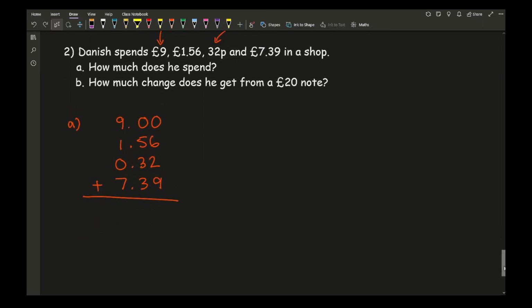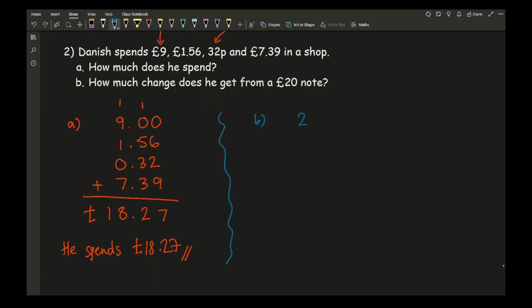So from this, what we've got is 0 plus 6 plus 2, which is 8, plus 9, which is 17. 1 plus 0 plus 5 is 6, and that gives me 12. And then 1 plus 9, which is 10, gives me 18. So all in all, he spends £18 and 27 pence. And then for B, what they need to do is work out the change. So for B, I've got 20.00, I've got £18 and 27 pence, and again, I'm taking away.